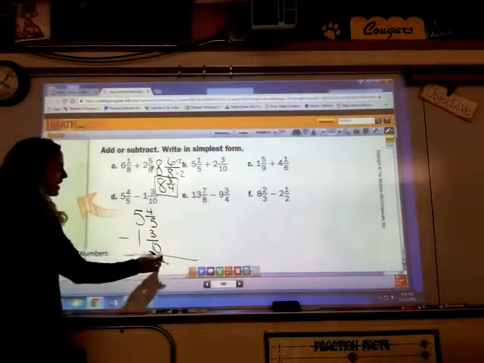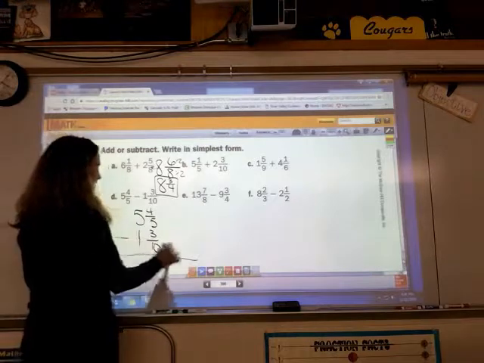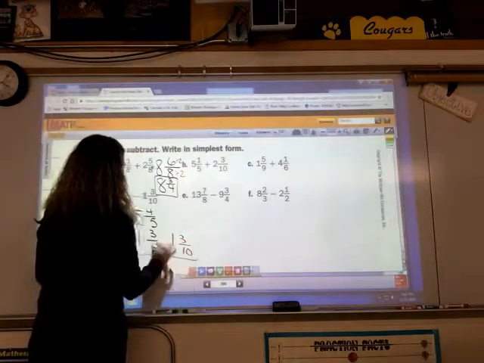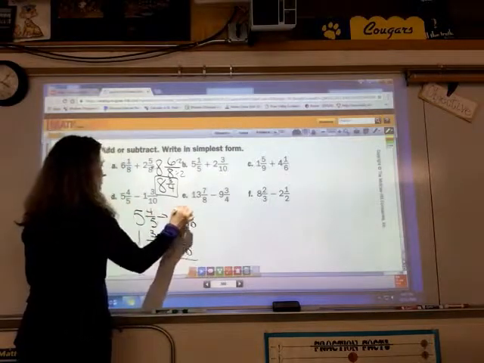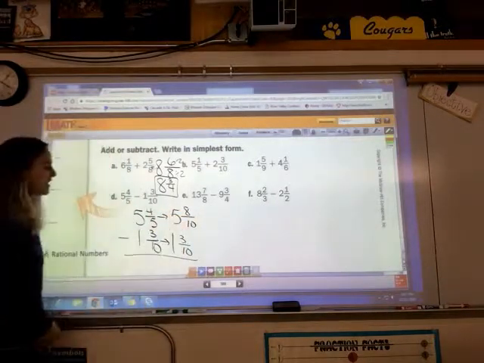Common denominator, I've got a 5 and a 10, so I'm going to probably leave the bottom one the same as 1 and 3/10. Okay, I'm going to rewrite the top one. 5 times 2 is 10, 4 times 2 is 8. So we have 5 and 8/10.